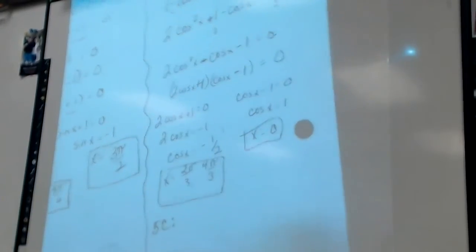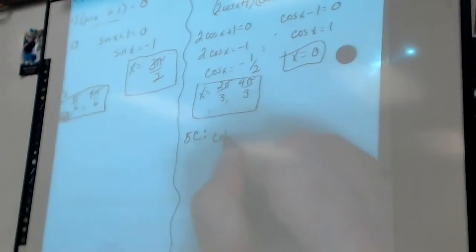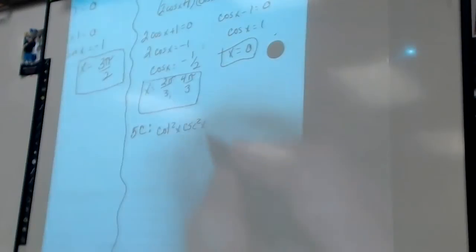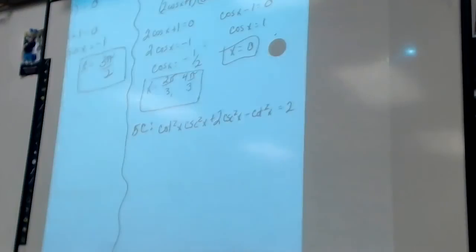All right, 5C. Cotangent squared x, cosecant squared x. That's one term because it's a product. Plus 2 cosecant squared x minus cotangent squared x equals 2. All right, really slowly, read that back to me.